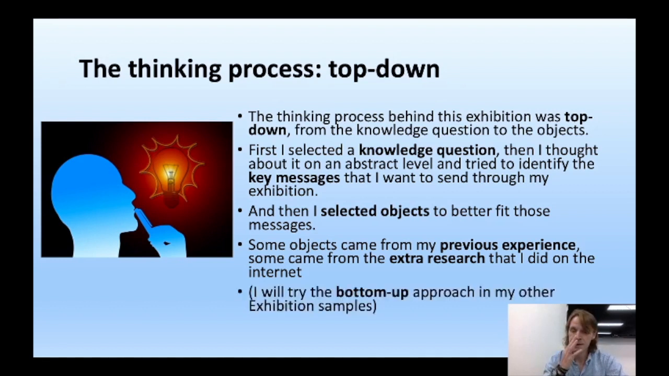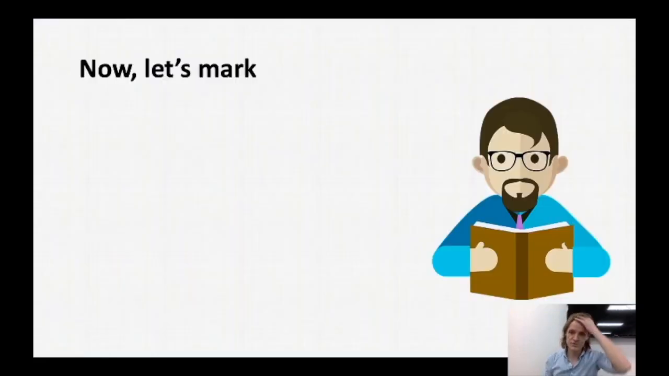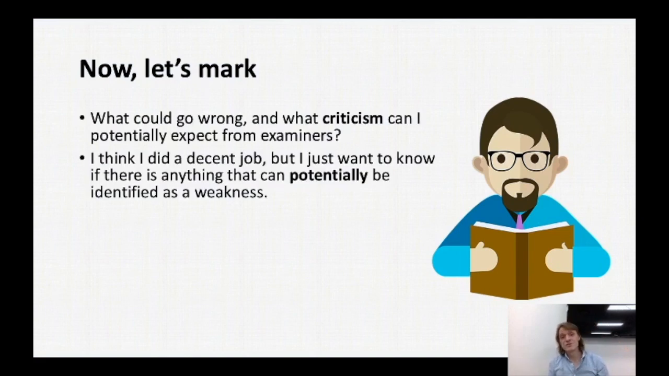I will try other kinds of approaches in my other exhibition samples as well, including the bottom-up approach, where you start with the object and then you try to find the knowledge question that is most suitable to it. Let's now look at this exhibition from the marking perspective. Obviously, I was trying to do a decent job, and I think I did a decent job, but also I want to know if there is anything that can potentially be identified as a weakness by an examiner.